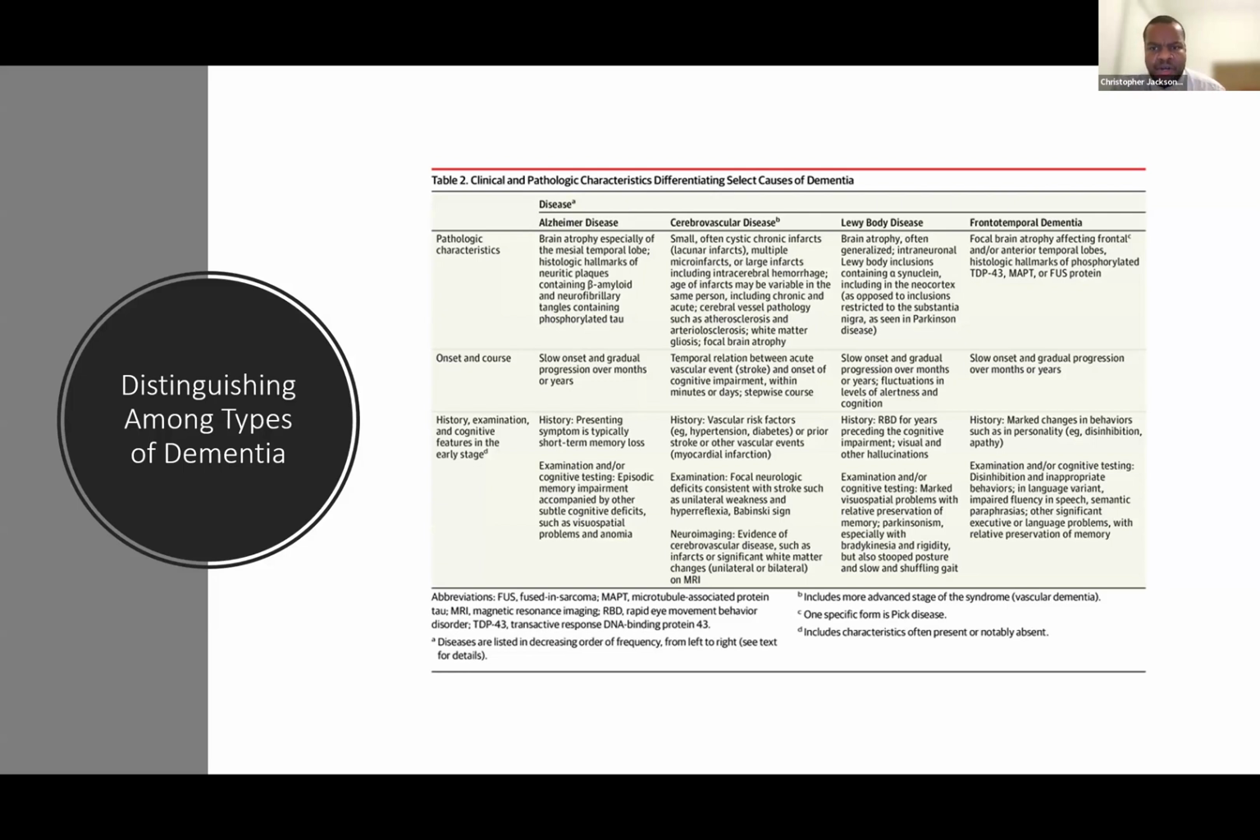They might have RBD for years preceding cognitive impairment. I will say the visual and other hallucinations are a key feature with that. And then frontal temporal dementia, the main one that I always like to throw out there is major personality change, disinhibition, apathy. Why? Because that is controlled by the frontal lobe. And so in frontal temporal dementia, where that is more impacted, we tend to see that a little bit more as compared to Alzheimer's disease more affecting the hippocampus.